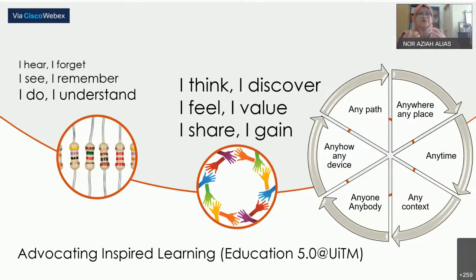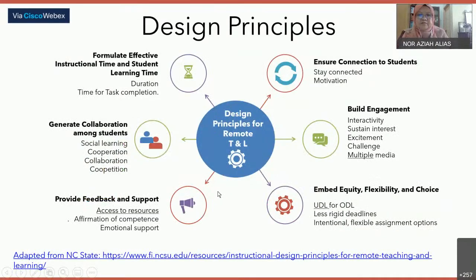And we want them to feel, meaning after you teach them, they have this affective thing, right? And we want them to share. So learning can be anywhere, any place, anytime, any context, anybody. You can learn from anybody, but we are trying to get this, right? So when we design remote teaching, this one I adapt from North Carolina State, and I put in some of what we do in UiTM. We want to formulate the instructional time and the student learning time.